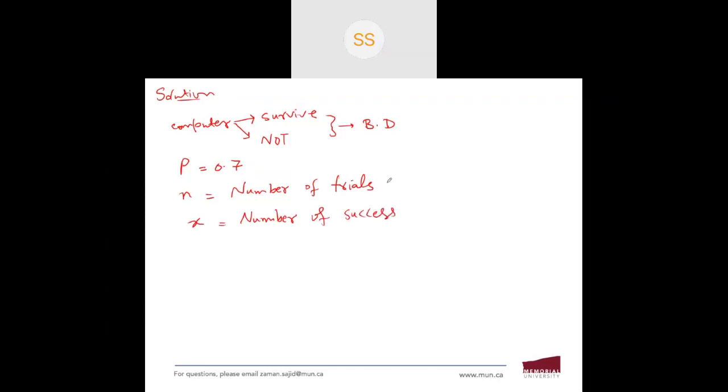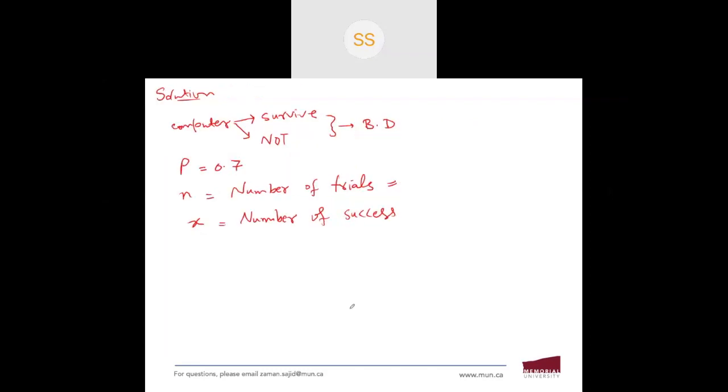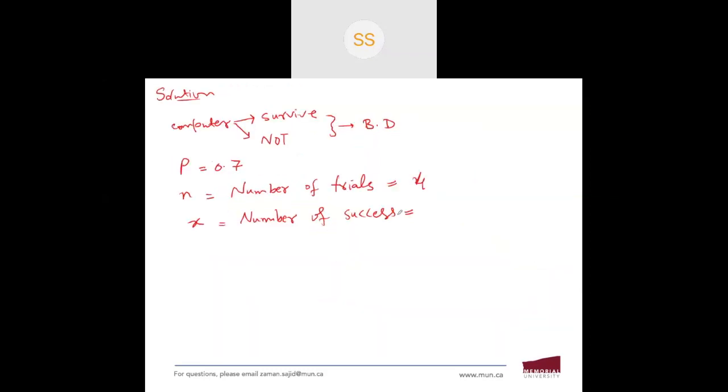Now, the number of trials from this question statement is saying that it is looking to have 4 tested. So this is my value of n. So what is my n here? This is my n and it is 4. Now the number of successes, he is saying exactly 2 computers. Okay. So this will be 2 here.